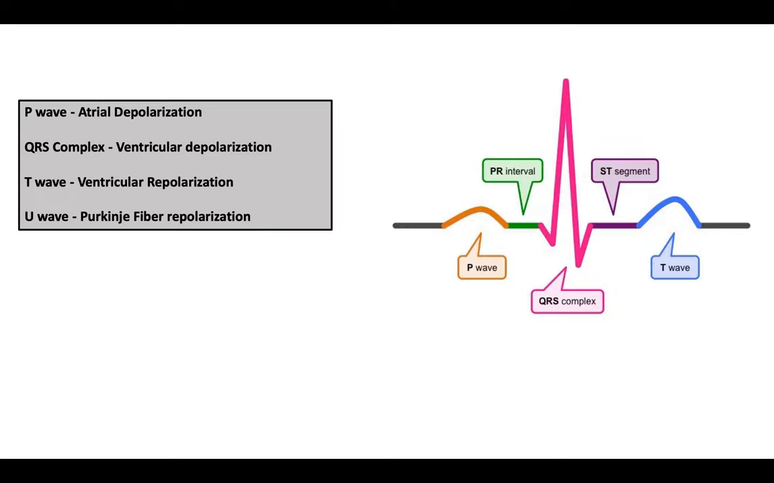So you have a basic ECG. This is a normal representation. The P wave represents atrial depolarization, then the PR interval, then we have the QRS complex. Atrial repolarization is usually masked by the QRS complex. The QRS complex represents ventricular depolarization. The T wave represents ventricular repolarization. And the U wave represents Purkinje fiber repolarization, which is not shown in the image.